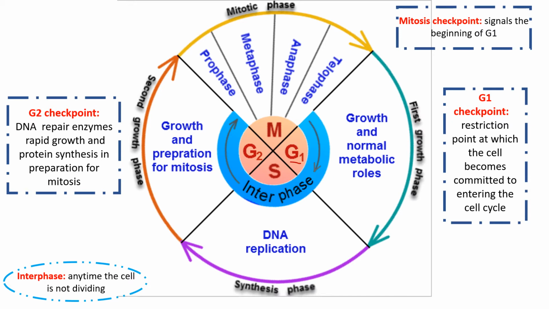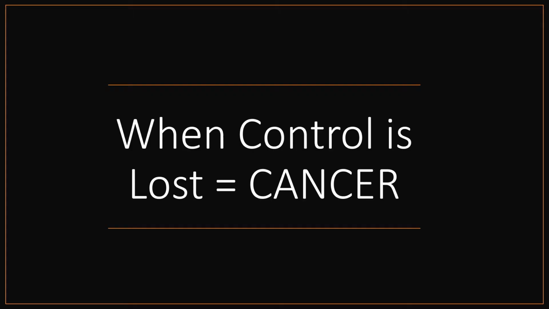This term right here, interphase, is anytime the cell is not dividing. So if you can see in the actual diagram, it shows that G1, S, and G2 are all part of interphase when the cell is not dividing. Hint, hint. So when control is lost, this is when you can end up with cancer. Well, there are different types. So if I just say cancer, it's a scary word, but there are different types that you have to keep in mind, which we'll get into as the school year continues.